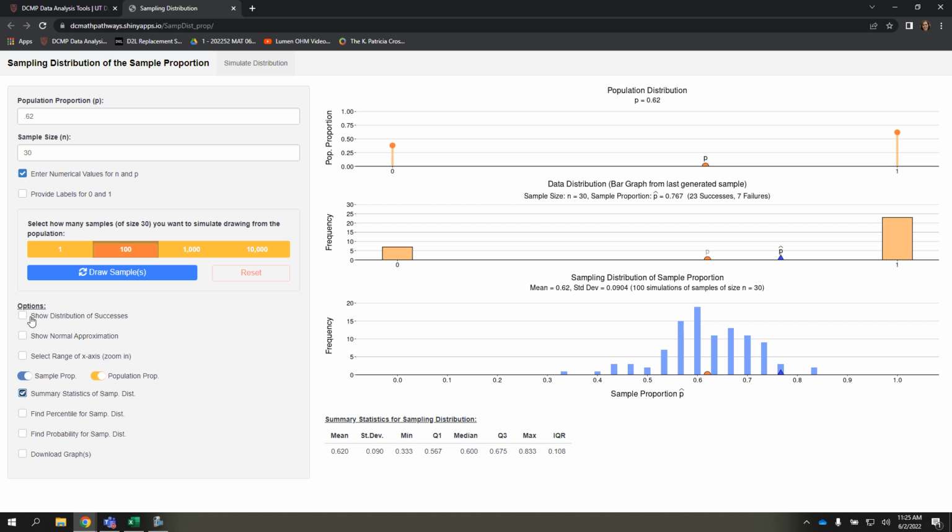Just pointing out a couple of things here. There's also options. You could download the graph. You could include the distribution of successes, since we're dealing in this case with proportion as either success or failure. Now, something you'll probably notice, and this may look familiar depending on where in the course you are, is the more samples you take, the closer this is going to become to the bell curve. May not be perfect, but the closer it can become to that.